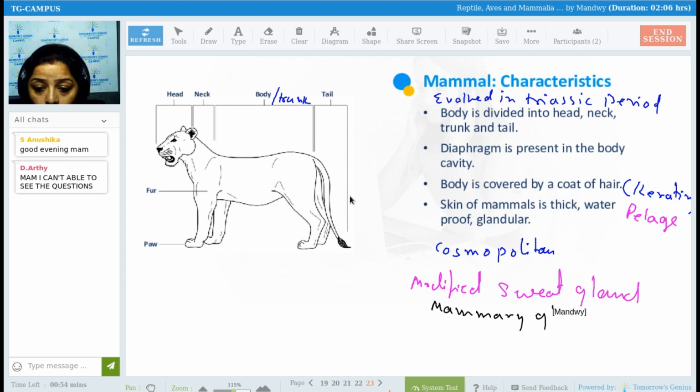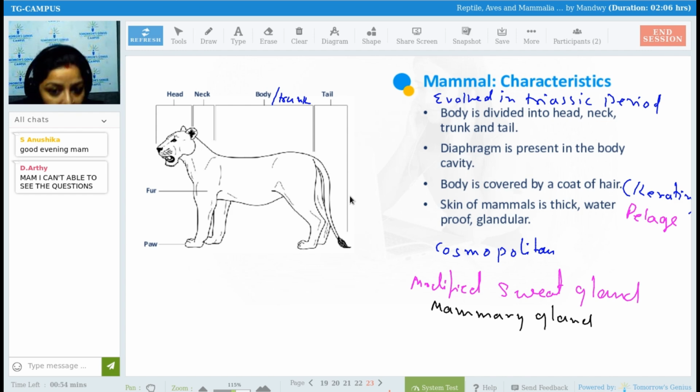What is the use of mammary gland? What is the role of mammary gland? To feed, to nourish babies. Okay. In most of the mammals, you can see the head is having horns. So most of the mammals have horns, whereas some of the mammals don't have horns, like us, we don't have horns.